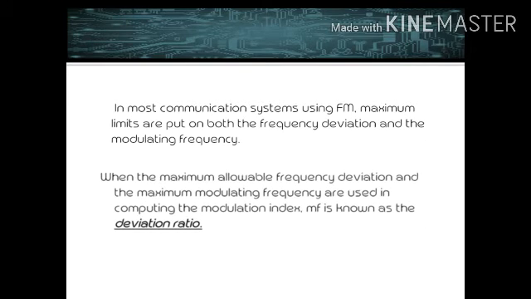In most communication systems using FM, maximum limits are put on both the frequency deviation and the modulating frequency. When the maximum allowable frequency deviation and the maximum modulating frequency are used in computing the modulation index, mf is known as the deviation ratio. Now for the deviation ratio: it is the ratio of the maximum permitted frequency deviation, or delta max, to the maximum permitted modulating frequency, or fm max.